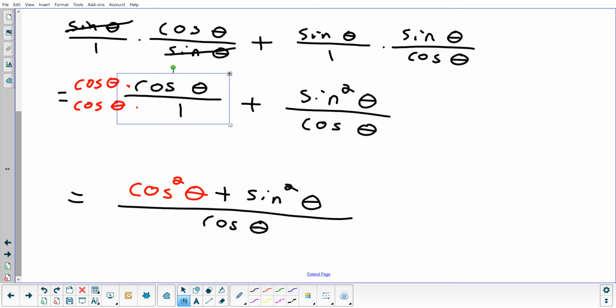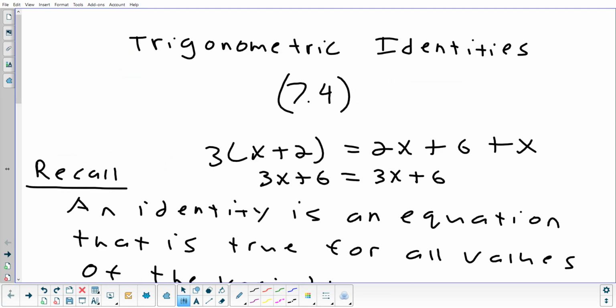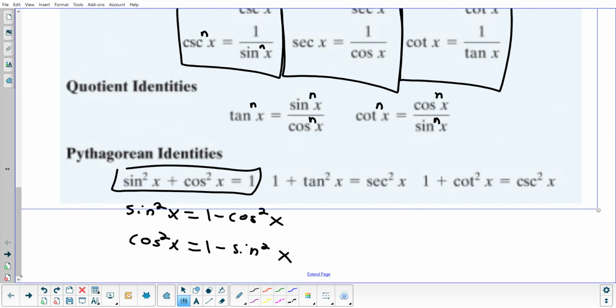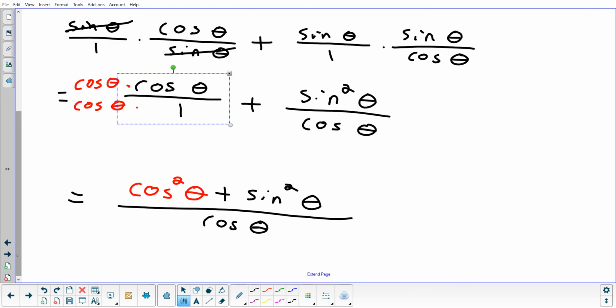Cosine squared plus sine squared. What is that? Ashley? It would equal 1. Yeah. Anytime you end up with a sine squared plus cosine squared, or cosine squared plus sine squared, it's like saying 2 plus 5, 5 plus 2, same thing. Anytime you end up with that, you can turn that all into a 1. So this turns into this.